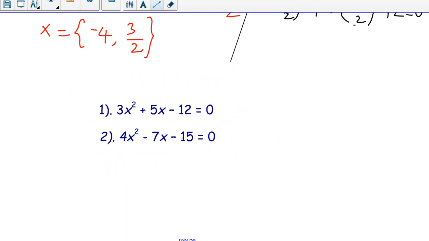You just have to find the factors and solve it. Okay, please try.